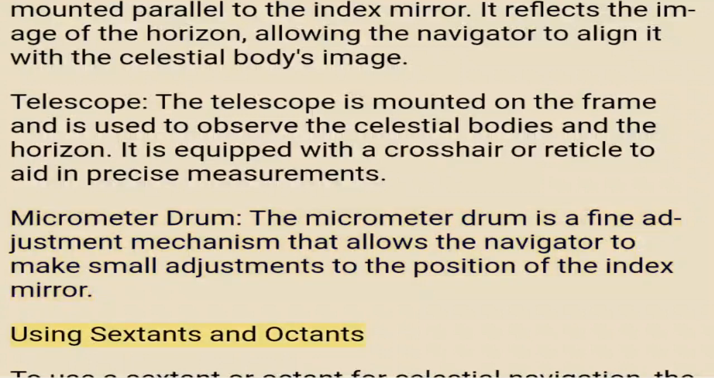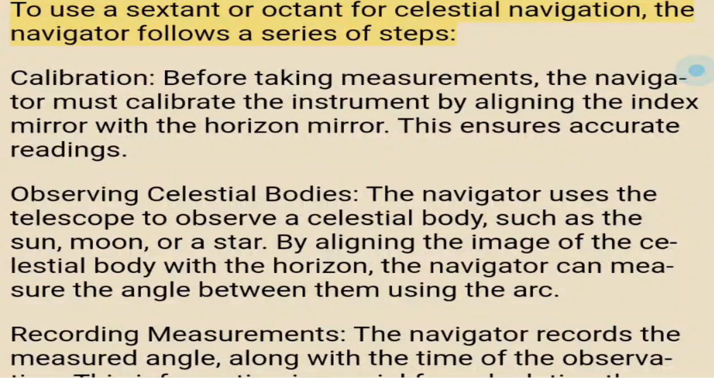Using sextants and octants. To use a sextant or octant for celestial navigation, the navigator follows a series of steps. Calibration. Before taking measurements, the navigator must calibrate the instrument by aligning the index mirror with the horizon mirror. This ensures accurate readings.